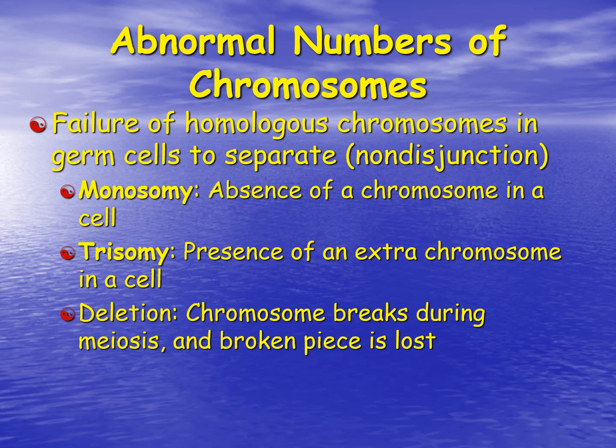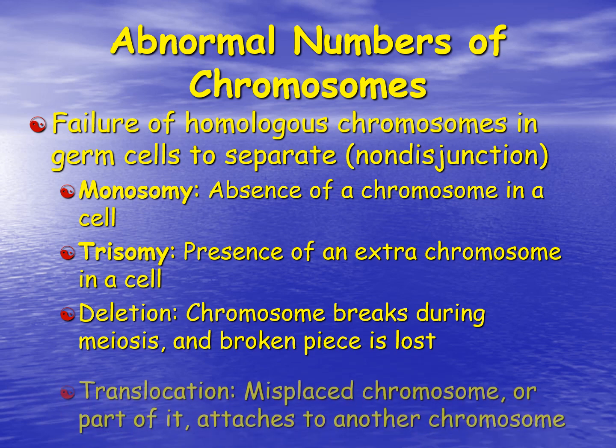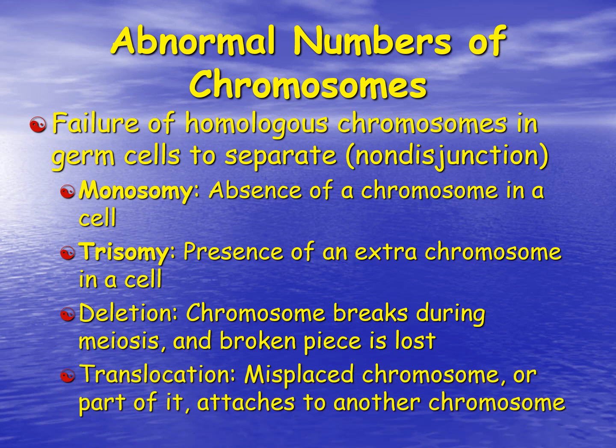Some of these can actually also be due to deletions, where the chromosome breaks during meiosis and the broken piece is simply lost. Or it could be through translocation, where either a misplaced chromosome or a part of a misplaced chromosome attaches to another chromosome. And we're going to talk about translocation, especially in some of the cases of Down syndrome.